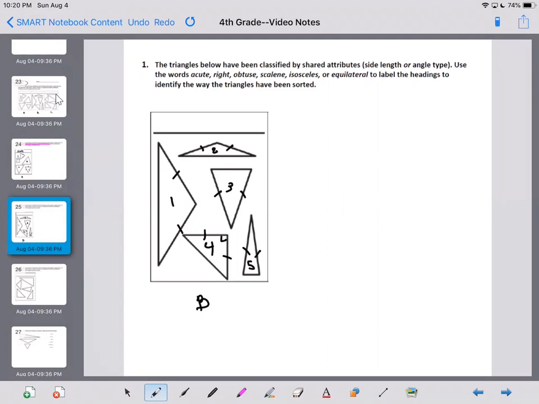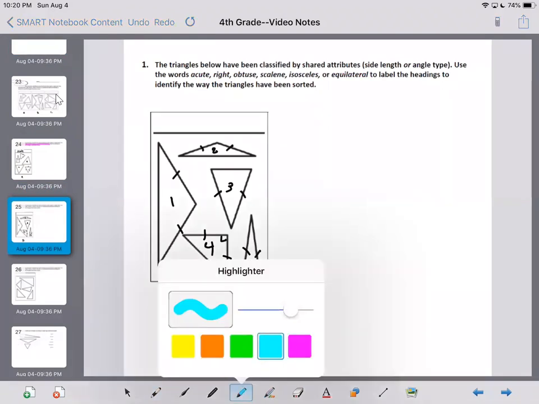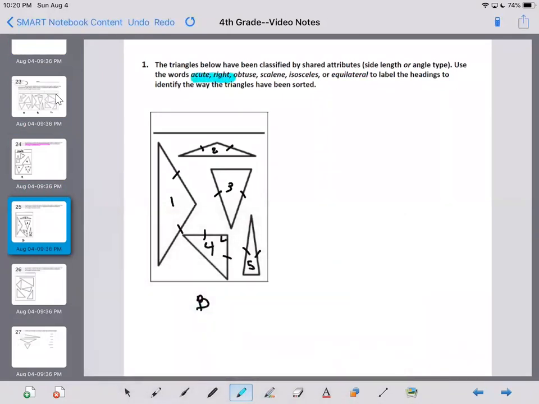So again, to think acute, right, obtuse, scalene, isosceles, or equilateral, well, some of them have obtuse angles, like triangle 1 and triangle 2. Some of them have acute angles, like triangle 3 and triangle 5. And one has a right angle, which is triangle 4. So we can't specify it by angle. But we can specify it by the type, thinking about side length. And so this would be your isosceles.